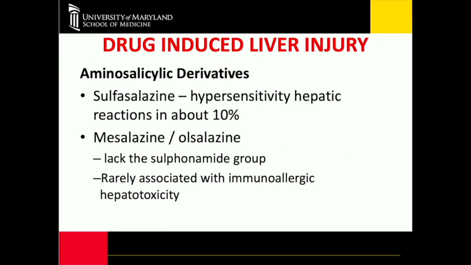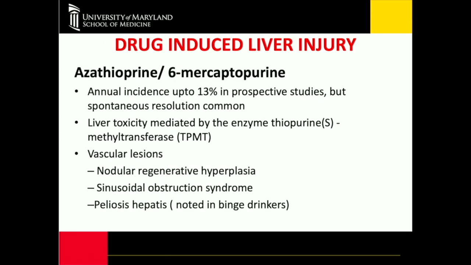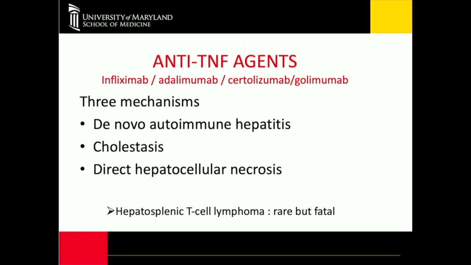The classic liver complications are seen with sulfasalazine, which is no longer used. Mesalamine and olsalazine, which lack the sulfonamide group, are rarely associated with immunoallergic hepatotoxicity. Drug-induced liver injury is also seen with thiopurines, azathioprine and 6-MP, and interestingly, these are associated with vascular lesions.